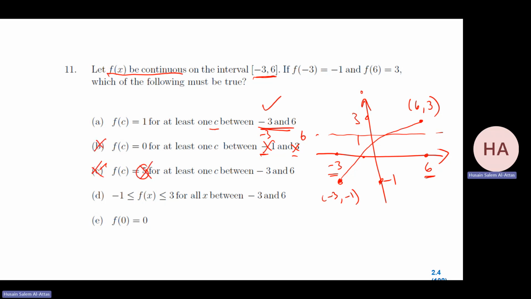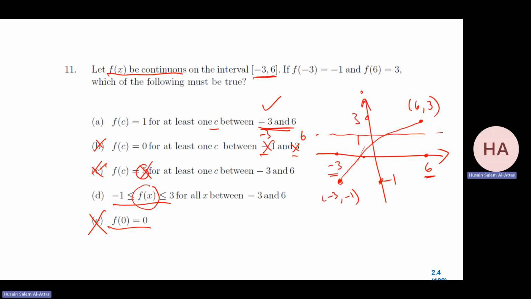F of 0 equals 0? No, like in this graph. So very clear this is wrong. Now this one maybe confused some of the students. It says what? For all x between minus 3 and 6, I want f of x to be always between minus 1 and 3. No, this is not correct.